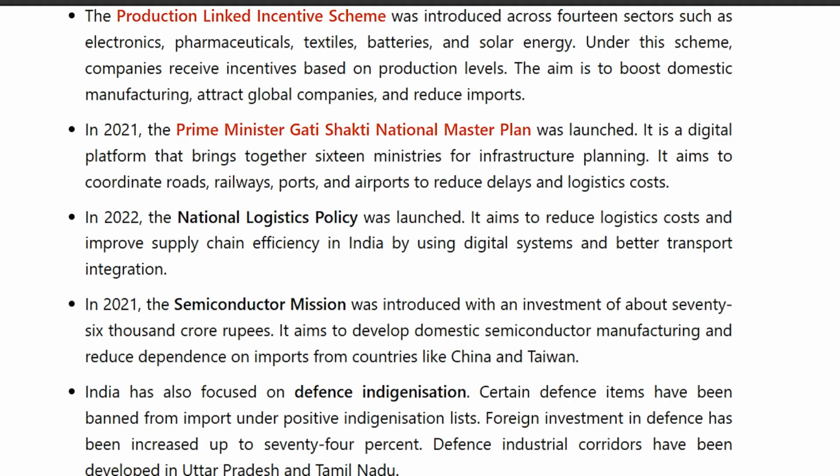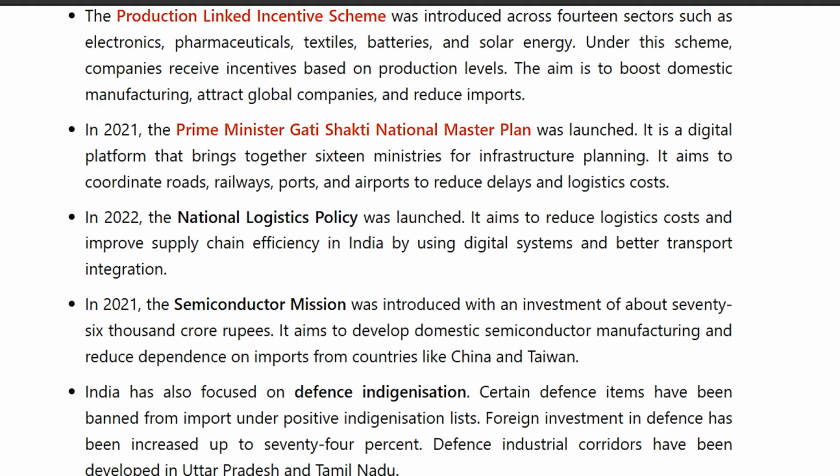In 2021, the Prime Minister Gati Shakti National Master Plan was launched. It is a digital platform that brings together 16 ministries for infrastructure planning. It aims to coordinate roads, railways, ports, and airports to reduce delays and logistics costs. In 2022, the National Logistics Policy was launched. It aims to reduce logistics costs and improve supply chain efficiency in India by using digital systems and better transport integration.